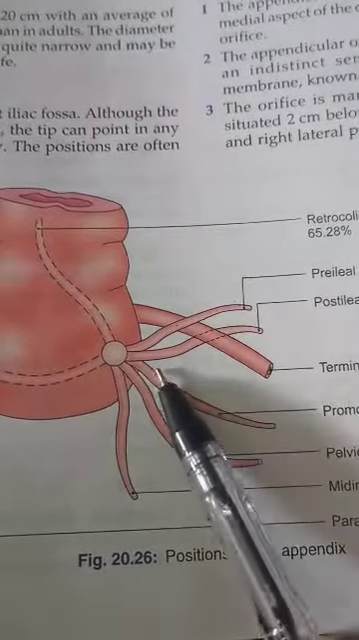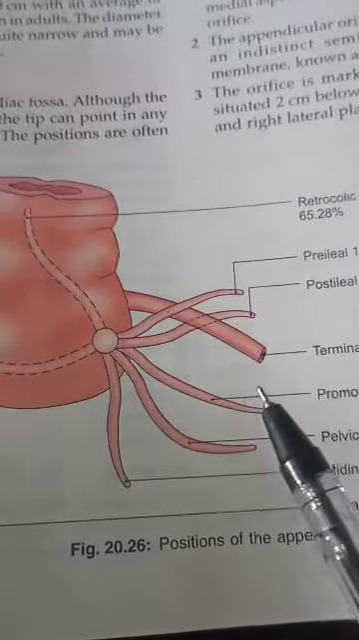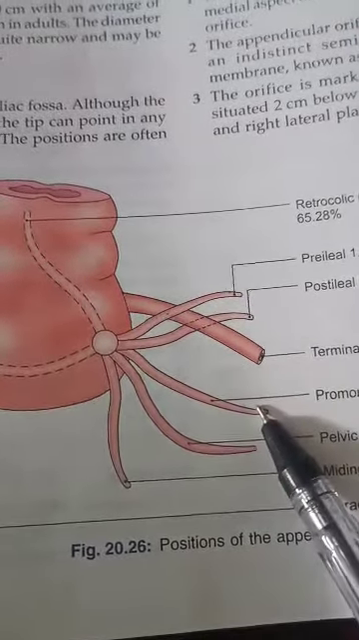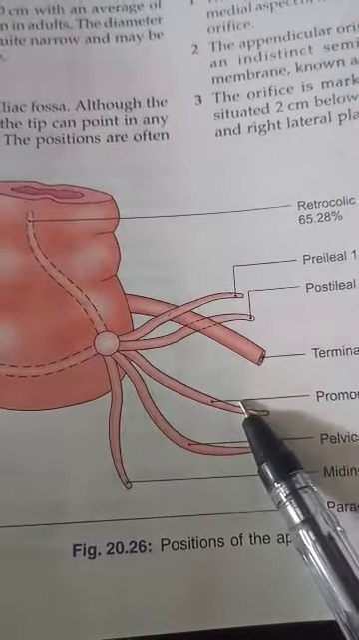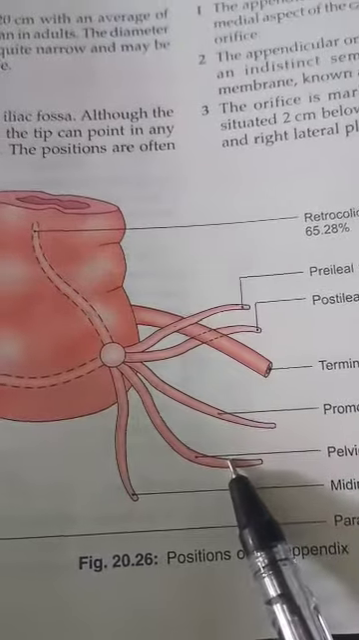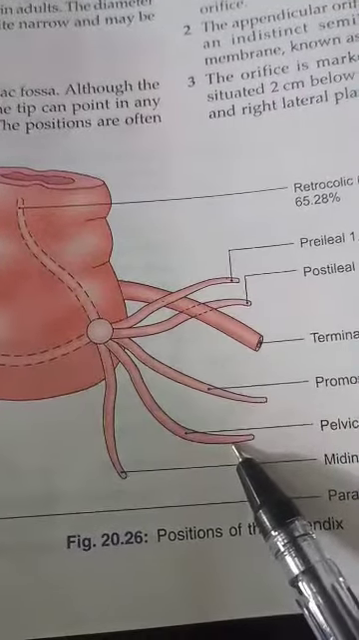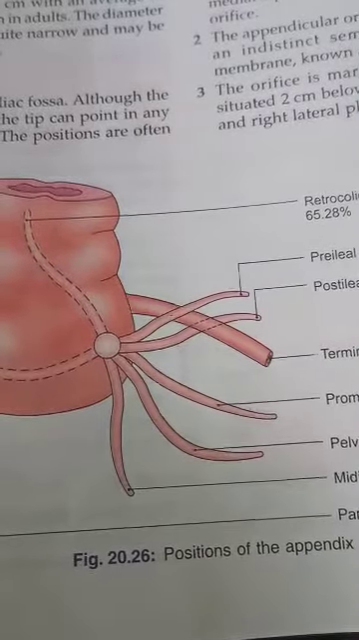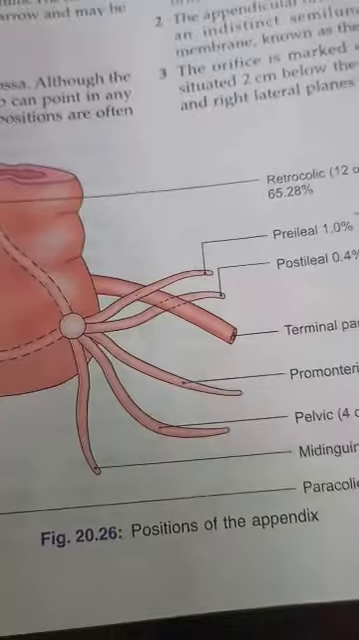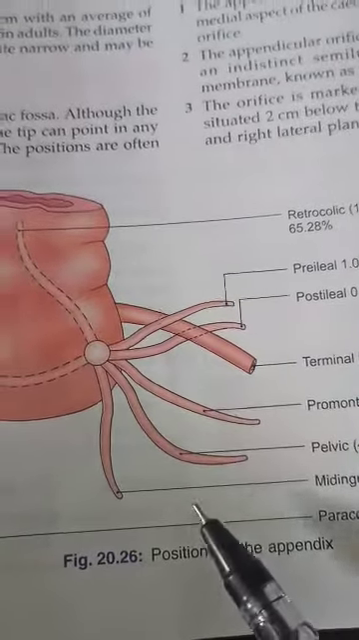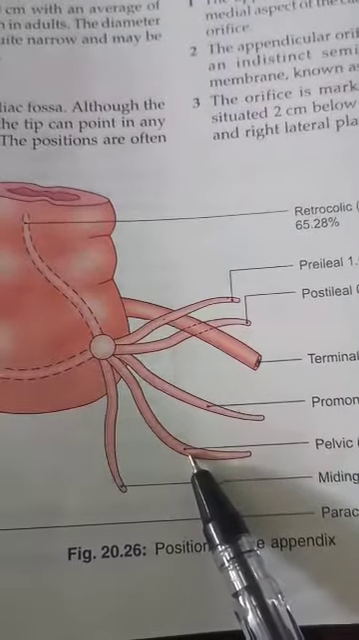Promontoric because it points towards the sacral promontory. Okay, promontory of the sacrum. So it is known as promontory position or 3 o'clock position. Then next is 4 o'clock position. This points towards the pelvic cavity. So it is known as 4 o'clock position or pelvic position. Pelvic 4 o'clock. Okay. Then next is the mid-inguinal position or 6 o'clock position.